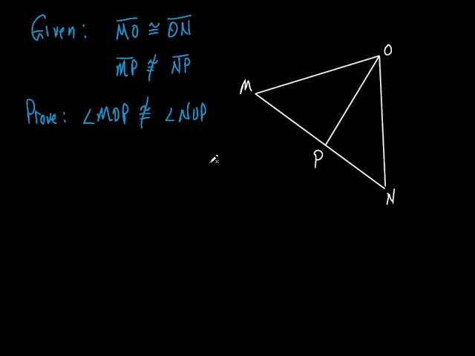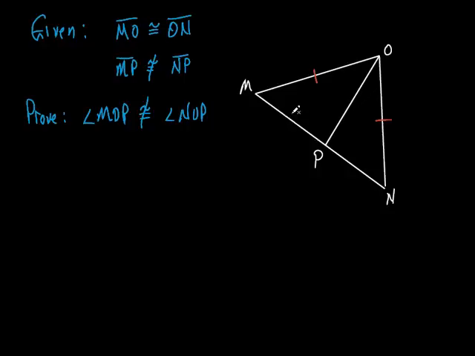So let's do this. Let's mark some stuff up here. MO and ON are equal to each other. So we mark that equal to that. But here's something that's a little different. They tell you two segments are not equal to each other. MP, this one right here, and NP, this one right here. It's given that they're not equal to each other.